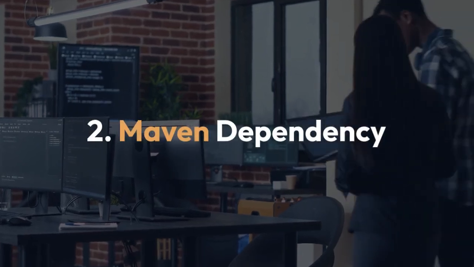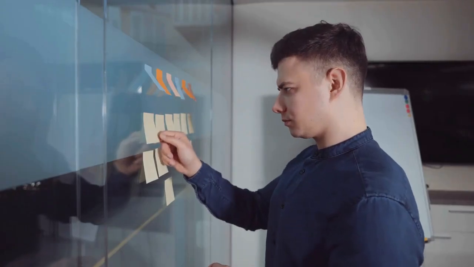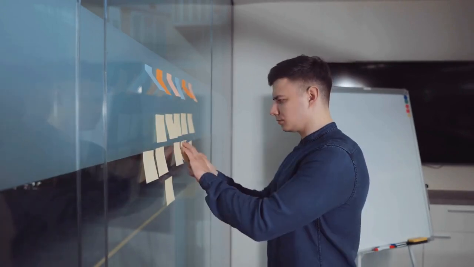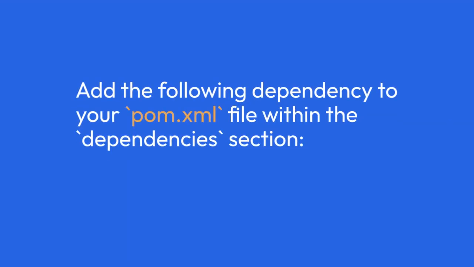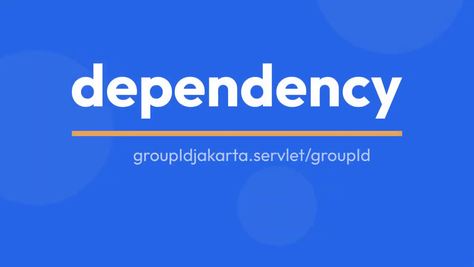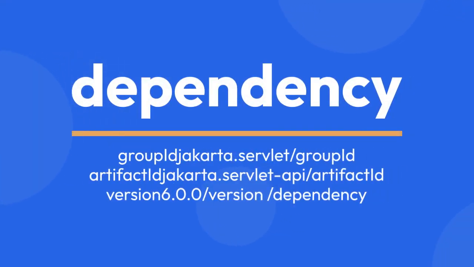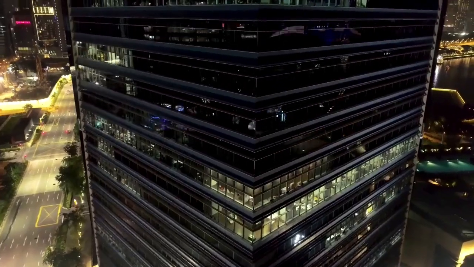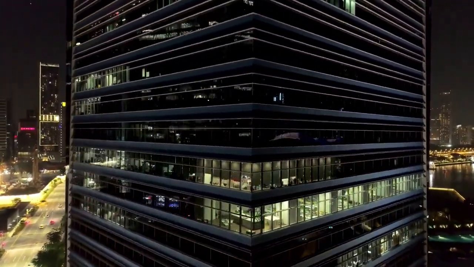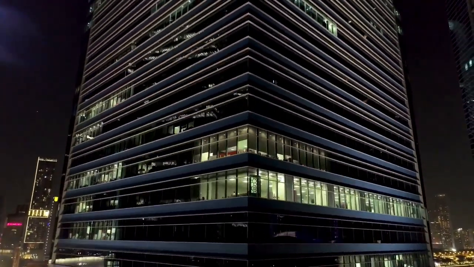2. Maven dependency. If you're using Maven, the javax.servlet API is likely deprecated, and you should use the Jakarta servlet API instead. Add the following dependency to your pom.xml file within the dependencies section. Dependency: groupId jakarta.servlet, artifactId jakarta.servlet-api, version 6.0.0. Remember to replace 6.0.0 with the latest version if needed. After adding this, run mvn clean install in your terminal to update the project dependencies.